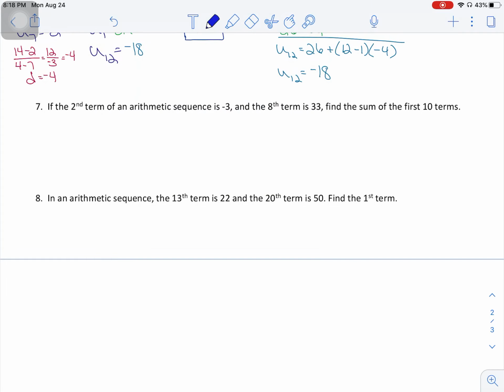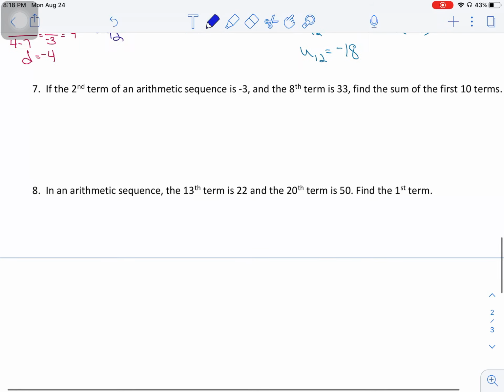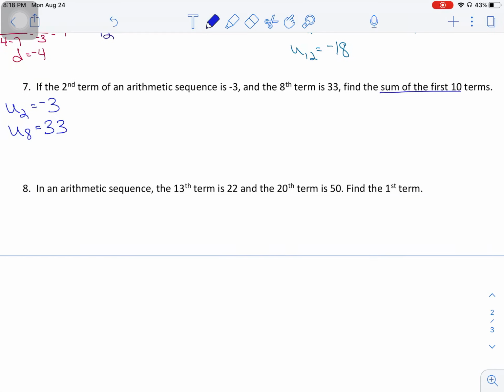All right. Second term is negative 3. So u sub 2 is negative 3. The eighth term, so u sub 8 is 33. Find the sum of the first 10 terms. If I need the sum of the first 10 terms, and I guess I'll just put this over to the right side here, that would mean I need n is equal to 10, I need u sub 1, and I need u sub 10.